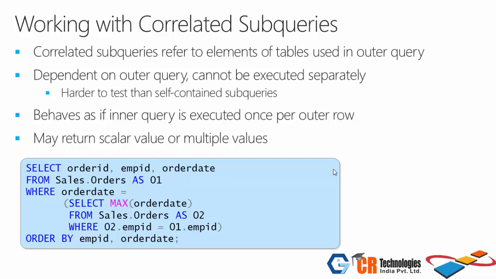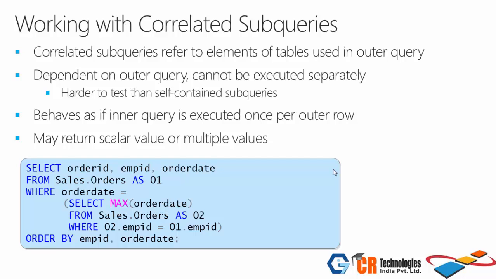They may also be written as scalar or as multi-valued subqueries. And they're typically used to pass a value from the outer query to the inner query to be used as a parameter there. However, unlike self-contained subqueries, correlated subqueries depend on the outer query to pass values into the subquery as a parameter. This leads to some very special considerations when planning their use.